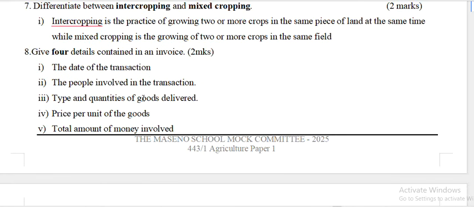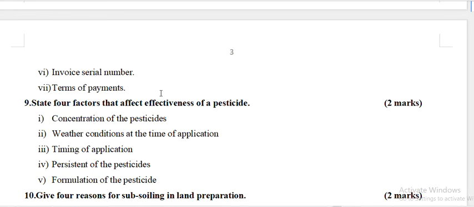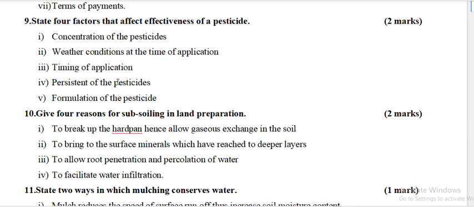Then give 4 details contained in an invoice. We have date of transaction, the people involved in the transaction, then the types and quantities of goods delivered. We have price per unit of the goods, the total amount of money involved. We also have invoice serial number and the terms of payment. Question 9.